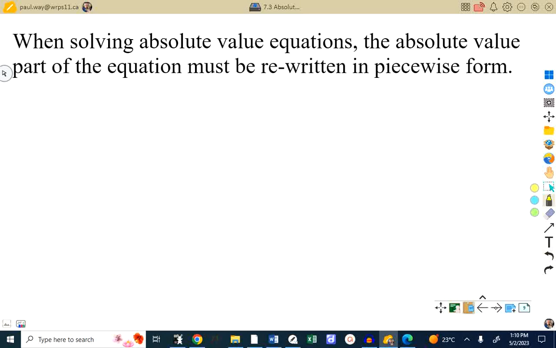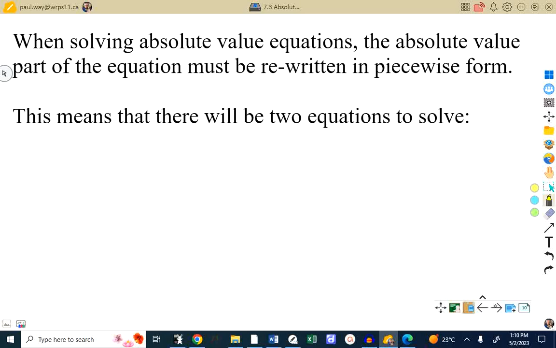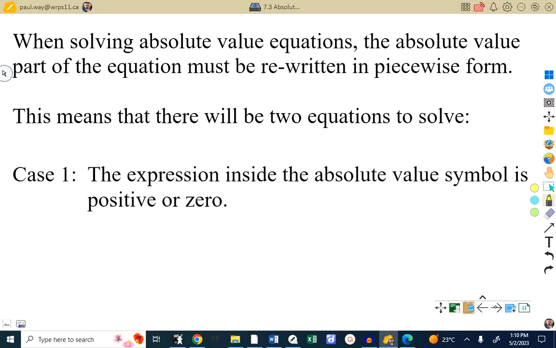So, when solving absolute value equations, the absolute value part of the equation must be rewritten in piecewise fashion. It's not like you can get rid of a square root by squaring both sides. You can't get rid of an absolute value sign by doing something. You have to change the question. And what this means, everybody, is that you're going to get two equations. Remember what we were just talking about? You take a function and it turns into two functions without absolute values? Well, you're going to take an equation and turn it into two equations.